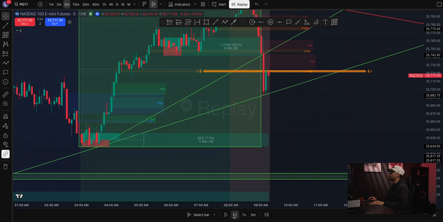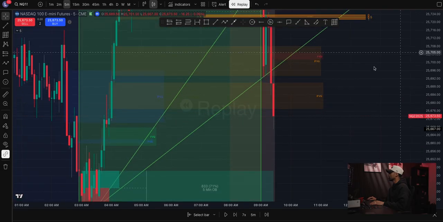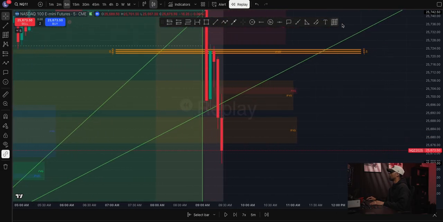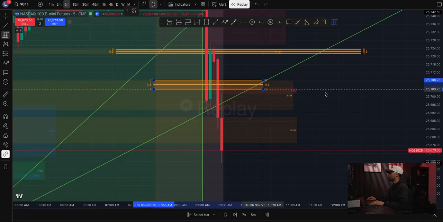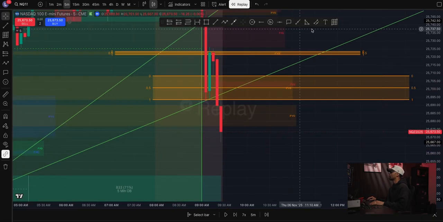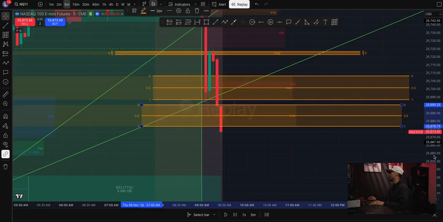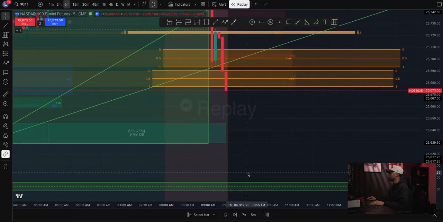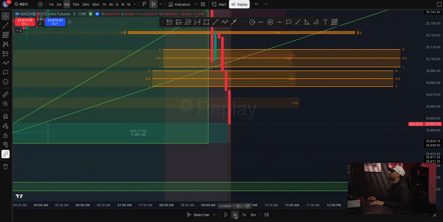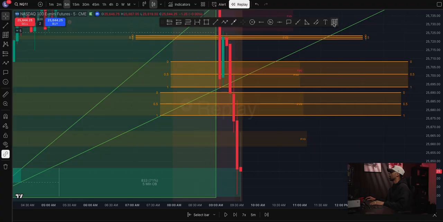So yes, it continued down, and continued down again. What we're going to do is continue to draw our gain box tools, and we're going to look for the market to have a retest one more time. That is when we are going to take our play. Moving on up. Perfect. Here it is.